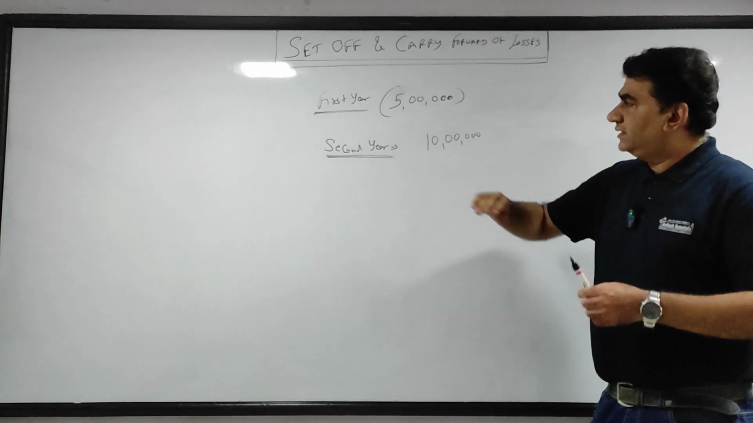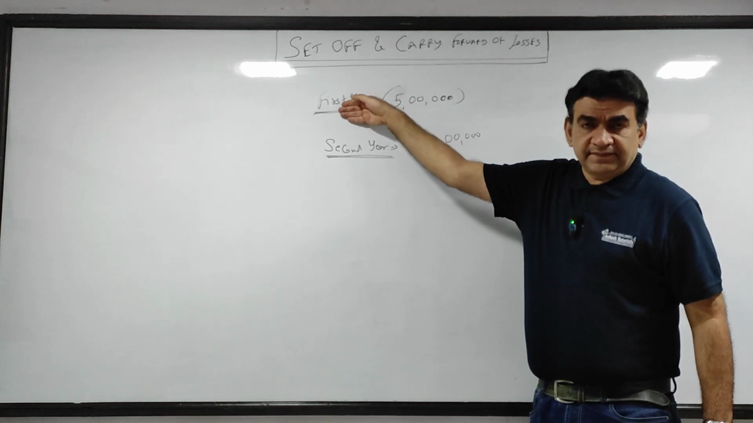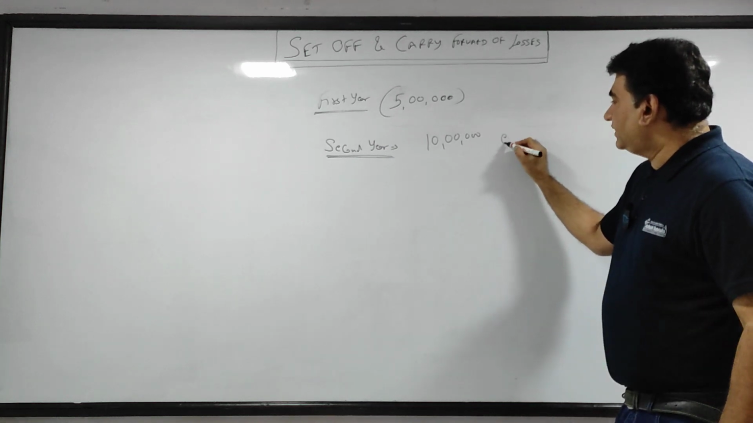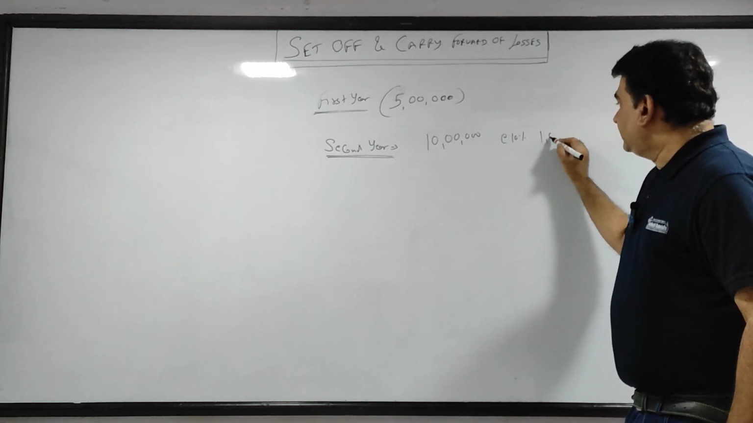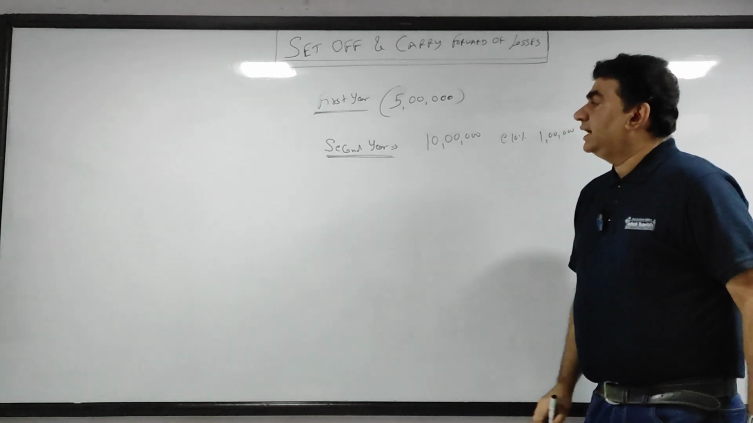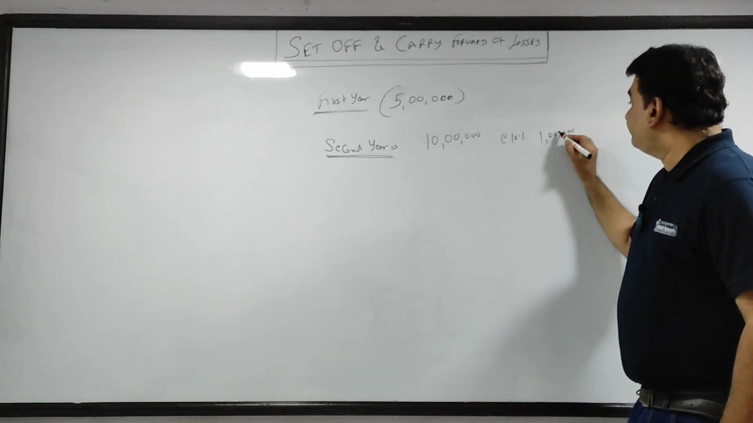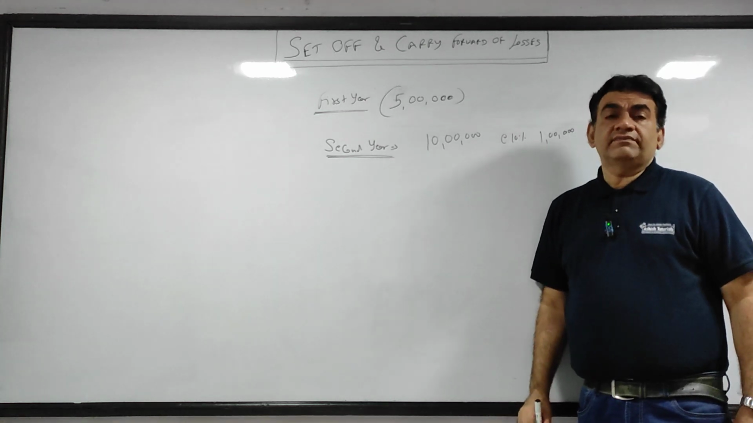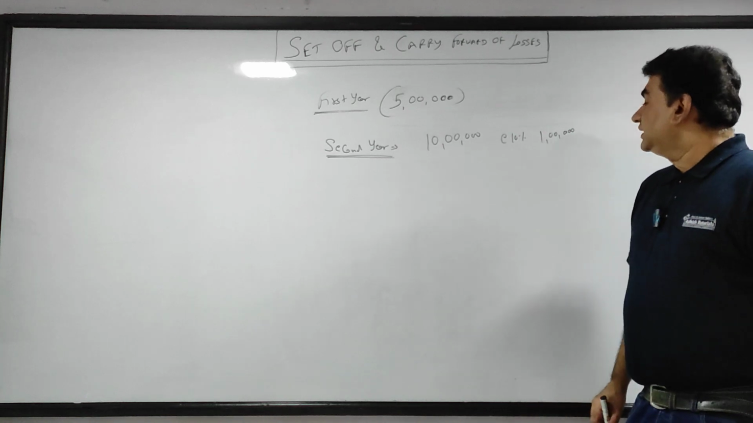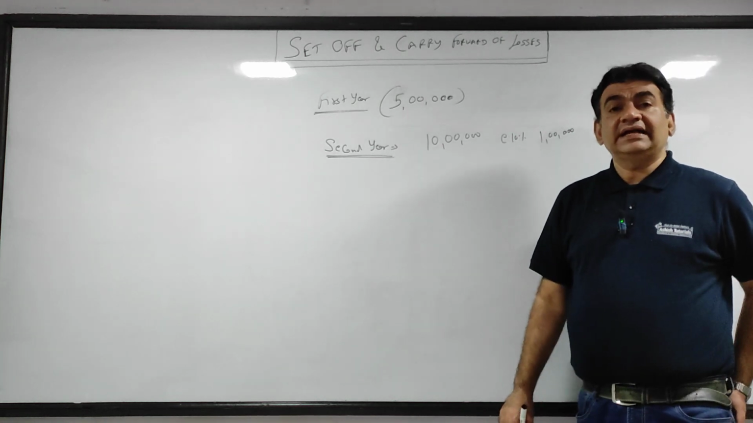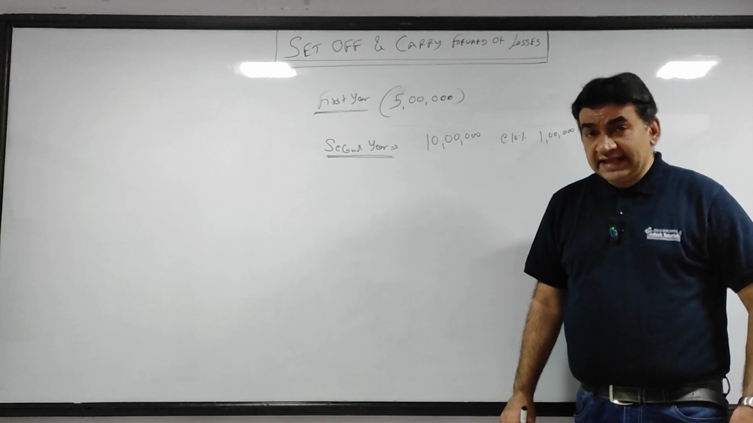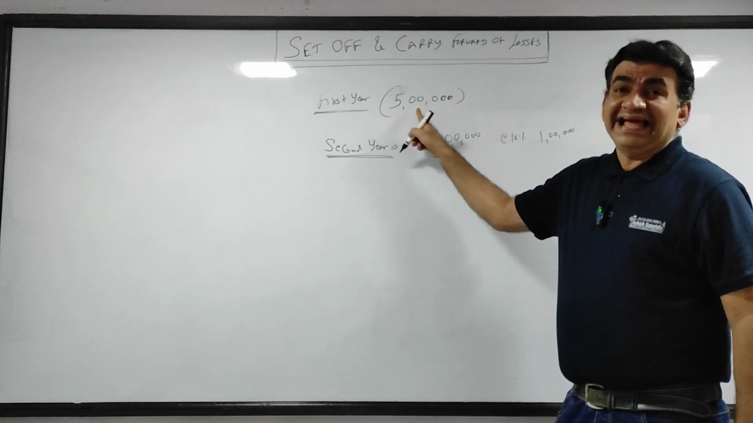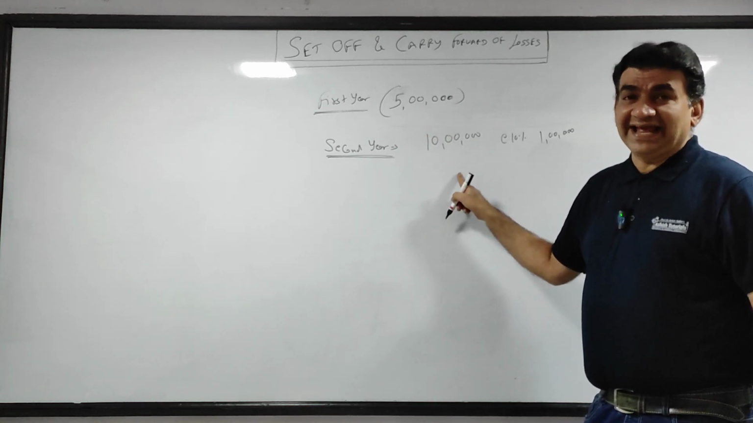Now listen, if in the first year there was no loss, I am assuming the rate at 10%, I would have paid income tax of 1 lakh rupees. 10 lakh ke income pe I would have paid 10% ke hisaab se 1 lakh ka income tax. Okay? Now listen very carefully. First year loss of 5 lakhs, second year profit of 10 lakhs.